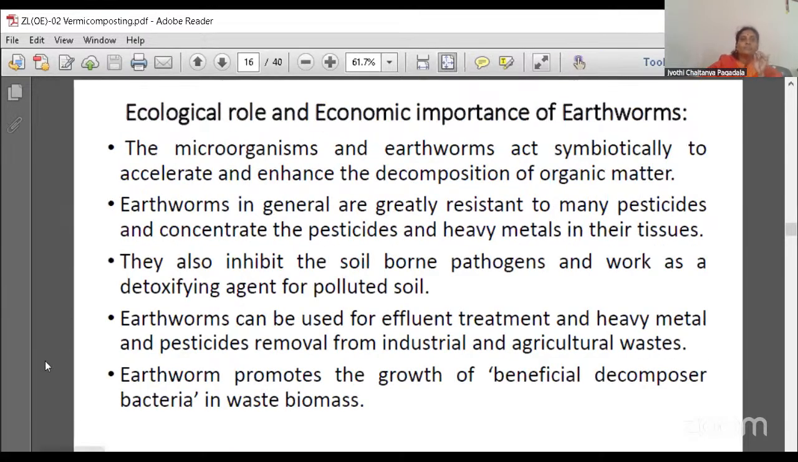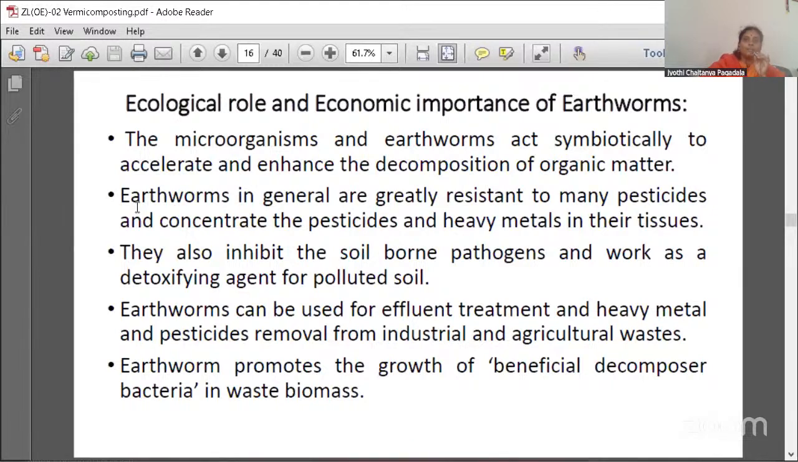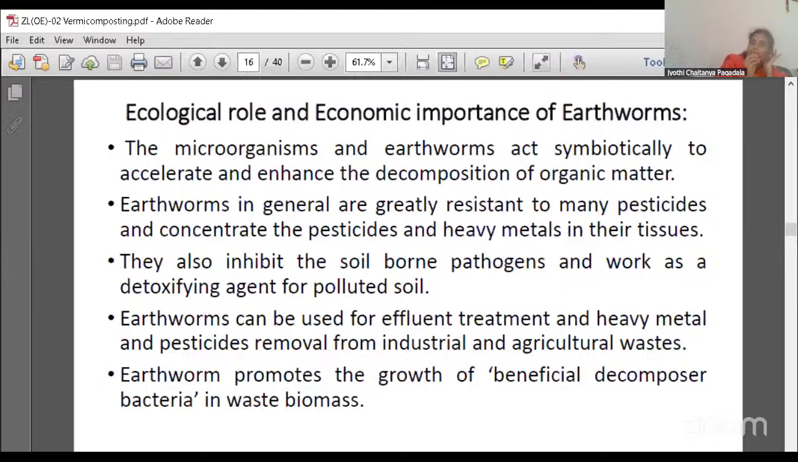Finally, the ecological role and economic importance of the earthworms. Here, the microorganisms and the earthworms act symbiotically to accelerate and enhance the decomposition of organic material. Earthworms in general are greatly resistant to many pesticides and concentrate the pesticides and heavy metals in their tissues. They also inhibit the soil-borne pathogens and work as a detoxifying agent for polluted soil.